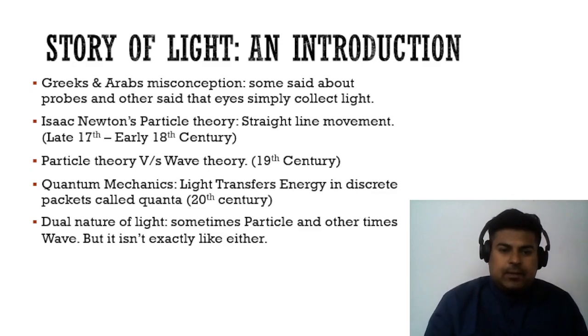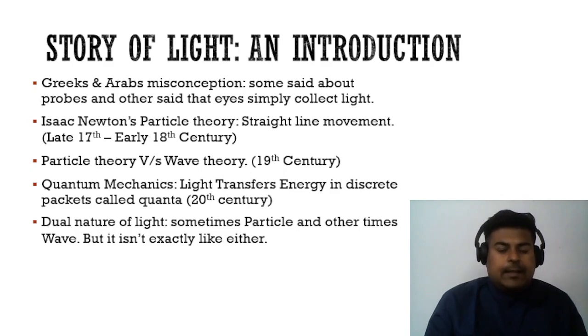Greeks and Arabs gave a theory of light that there are certain probes which come out of our eyes which collect information about the object and come back to our eyes and give the information. Arabs said that light directly falls into our eyes. But through a series of experiments in the early 18th century, Isaac Newton gave the particle theory and believed that light is made up of certain particles called corpuscles.